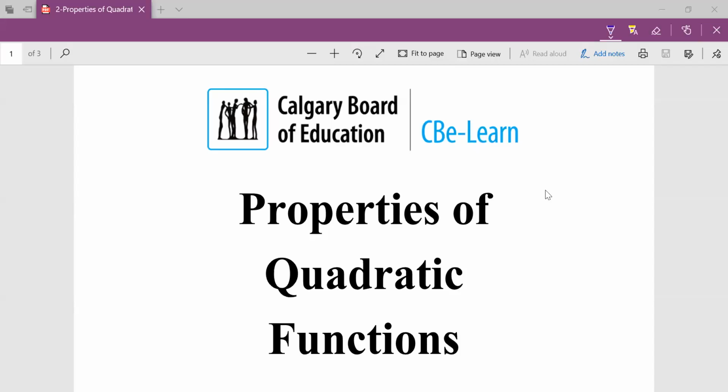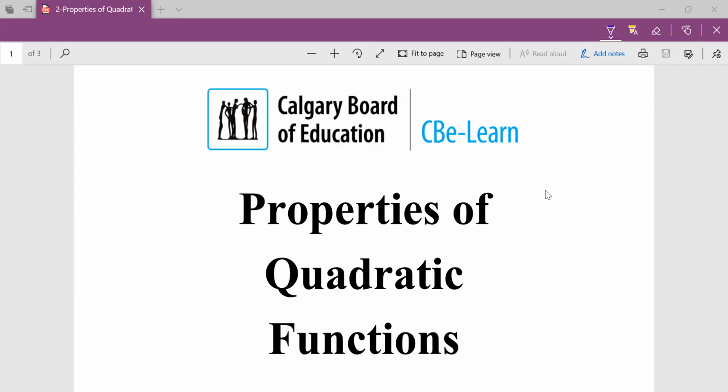Hey friends, in this video we're going to look at the properties of quadratic functions, and we want to focus a little on how we start to figure out some of the important parts of our graph. So the properties like the vertex, the axis of symmetry, the max and the min, without having to use our graphing calculator all the time.